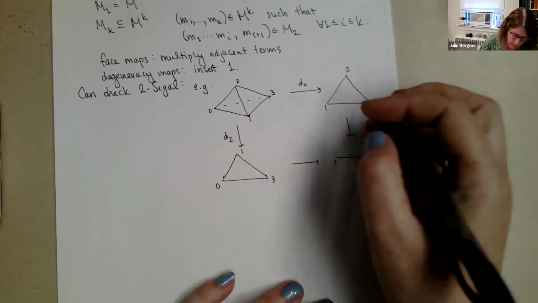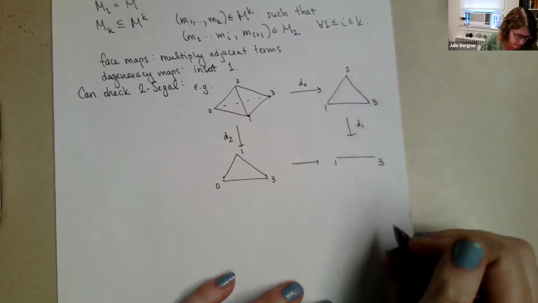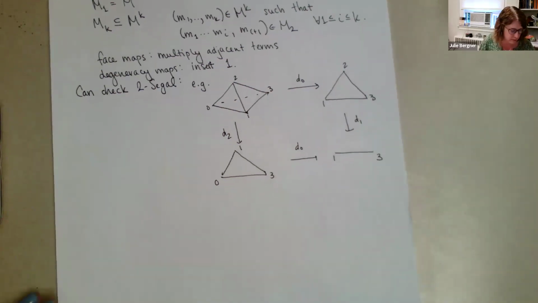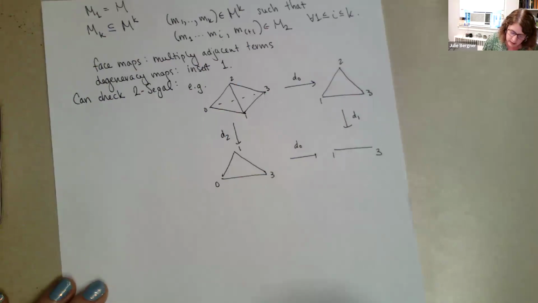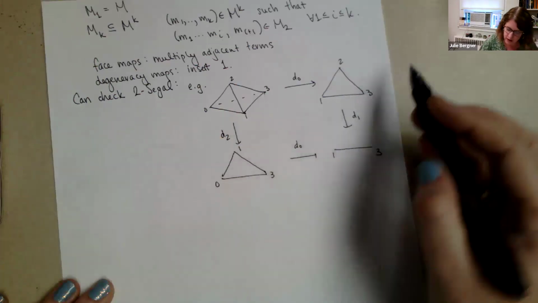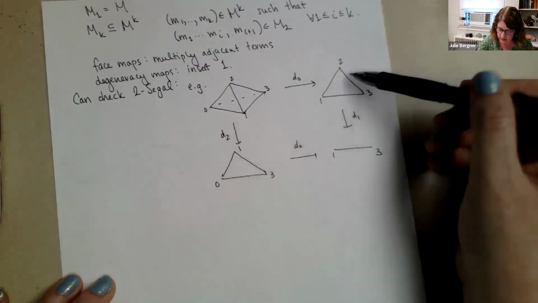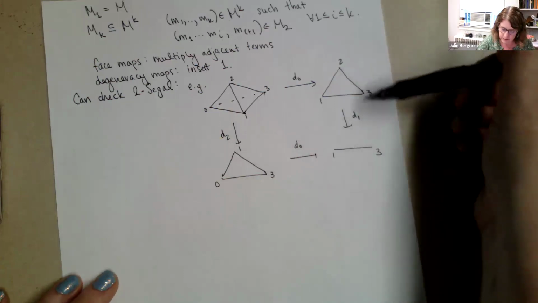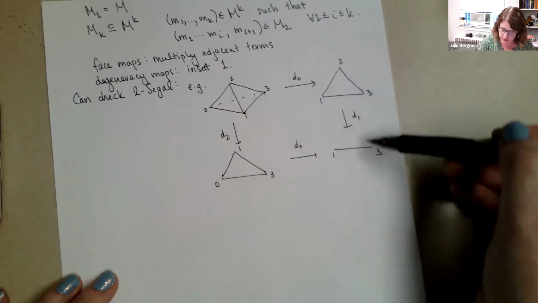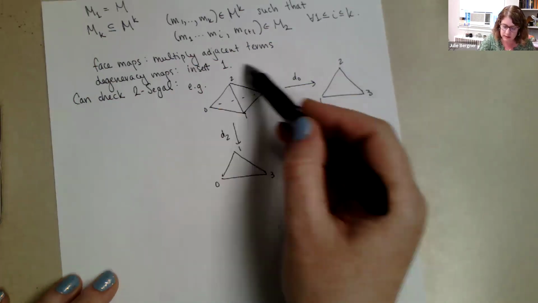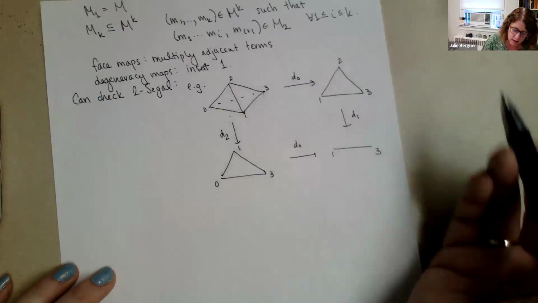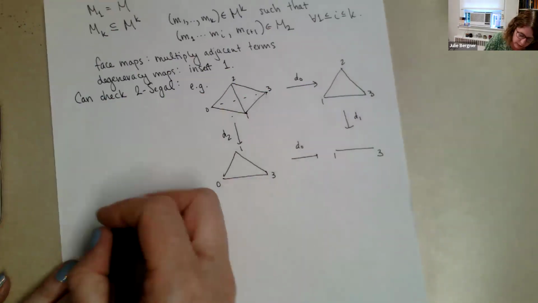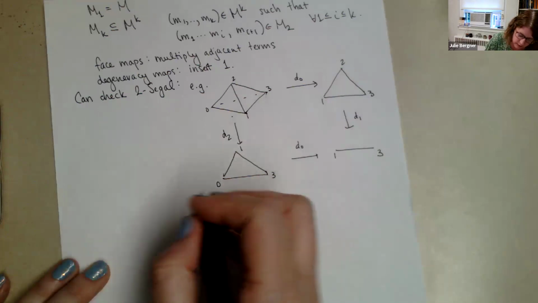Okay, and it just so happened, this is the map D1, and this is the map D0, if you're keeping track. And I claim that if I had the data of just this part here, that would uniquely determine the 3 simplex. So, let me write it out.